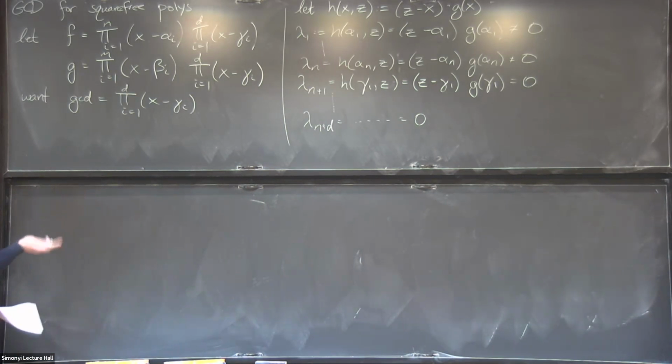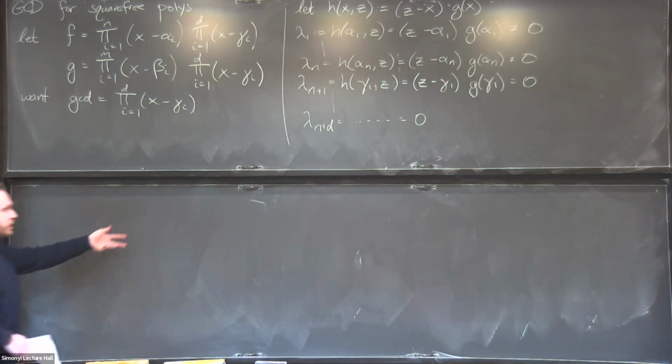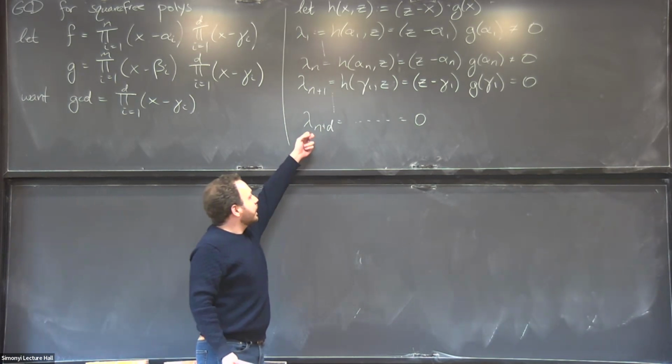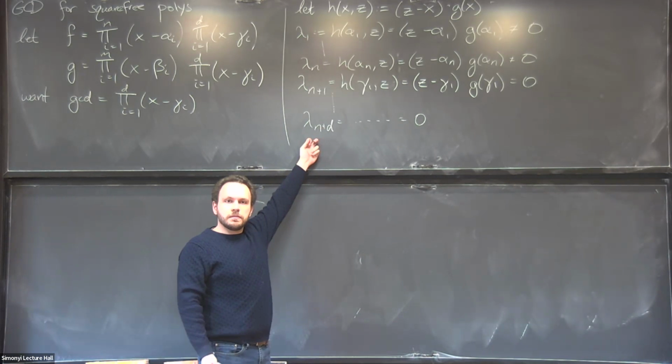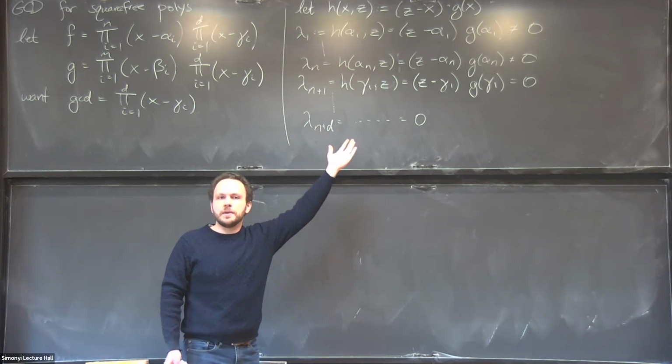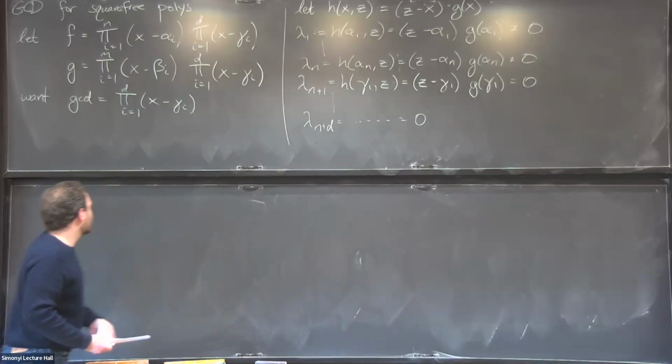So the only thing we really know how to do at this point is to take the elementary symmetric polynomials and evaluate them at these lambdas. This is really the only thing we know how to do right now. So let's do that.